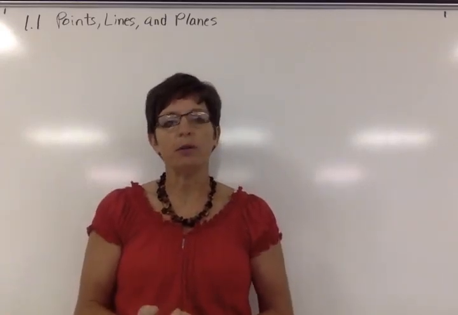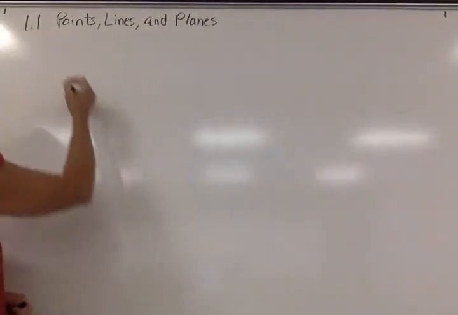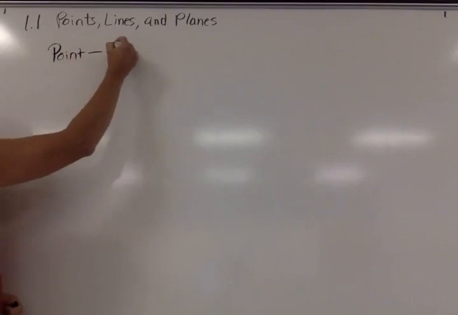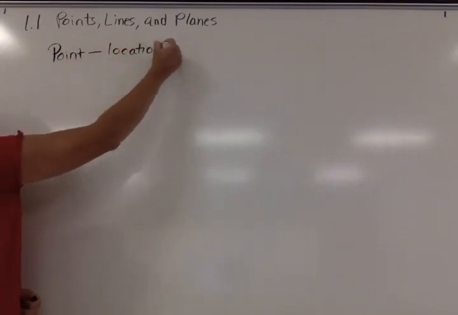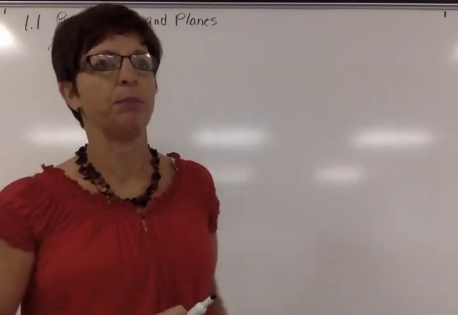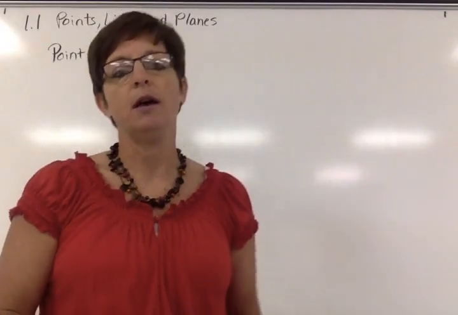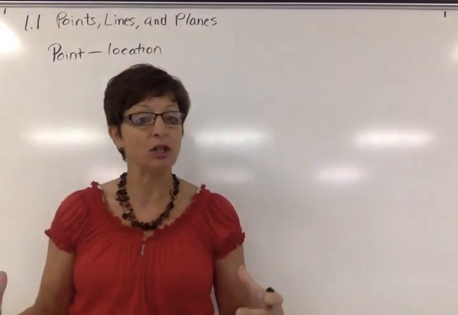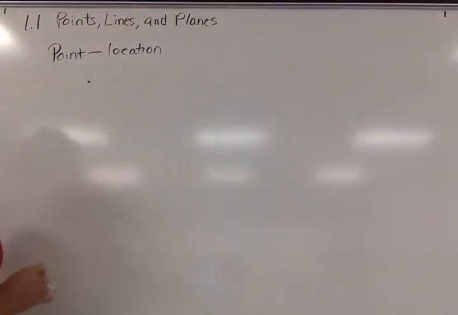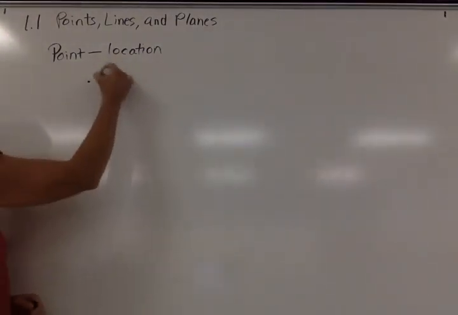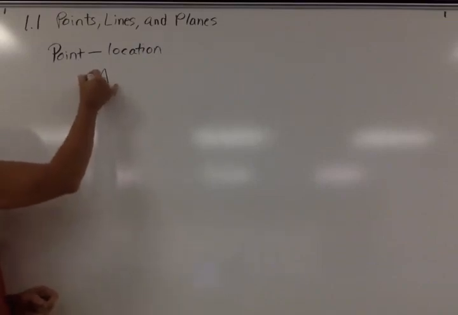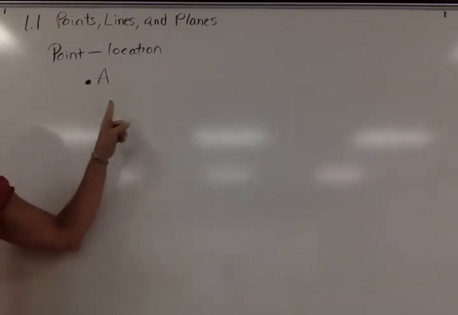So the first term that we're going to be talking about is the word point. The word point is actually just talking about a location. It is a spot on a map. It is a spot on the end of a pencil. It is not something that has dimension. It's not a big point or a small point. It is a location. We usually call it with a capital letter, so this would be point A, and even if I make this a bigger spot, it is still just a location.